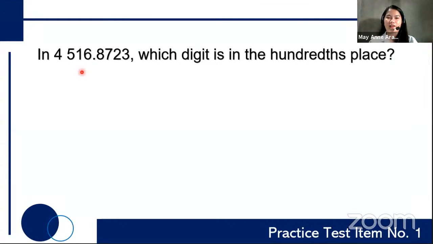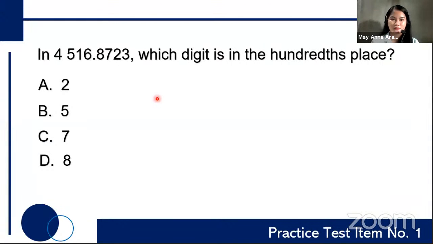In 4,516 and 8,723,10,000s, which digit is in the hundredths place? These are the options. A, 2, B, 5, C, 7, and D, 8. Okay, what is the answer? Okay, let me see. I can't open the chat box. Okay, very good. The answer is B.